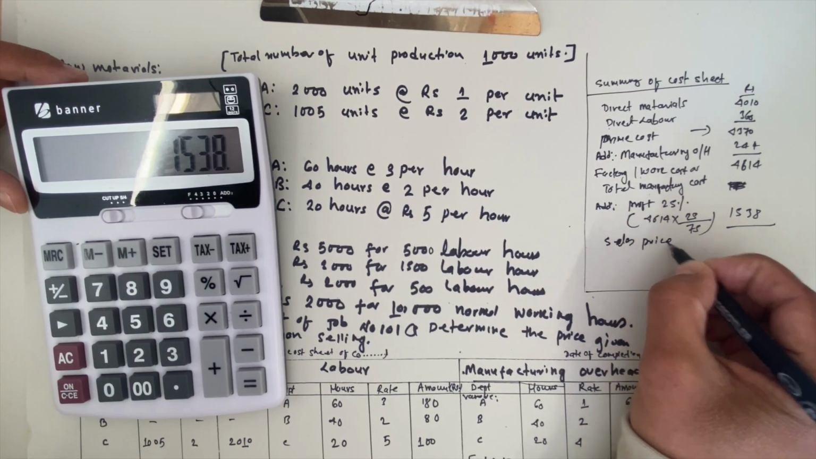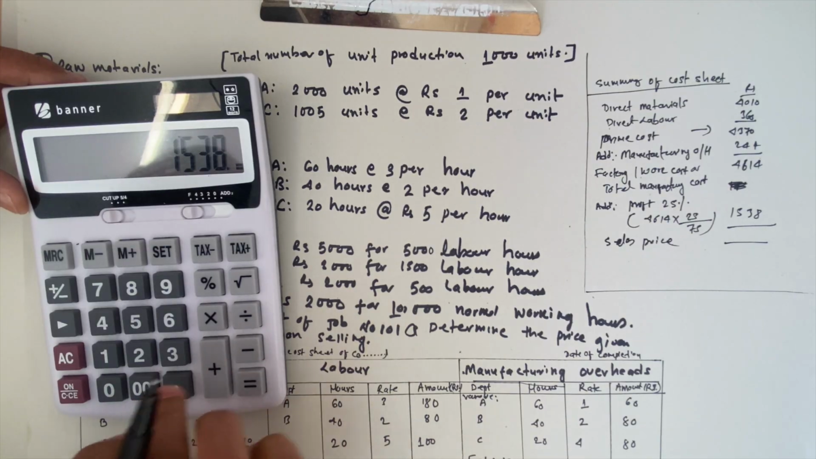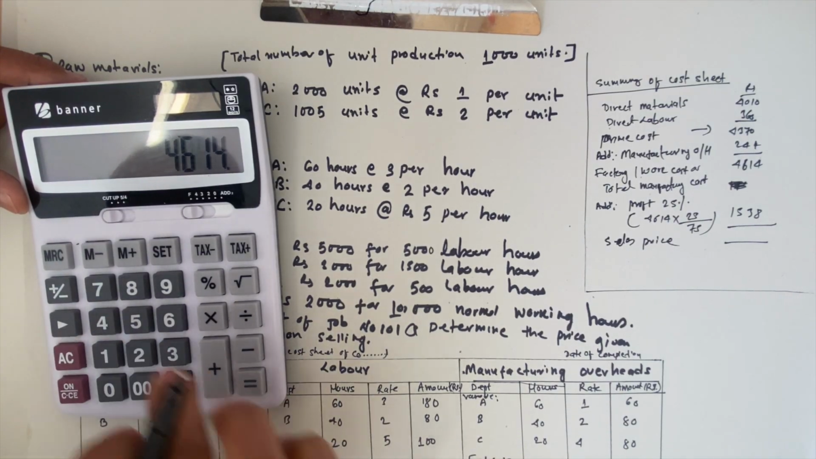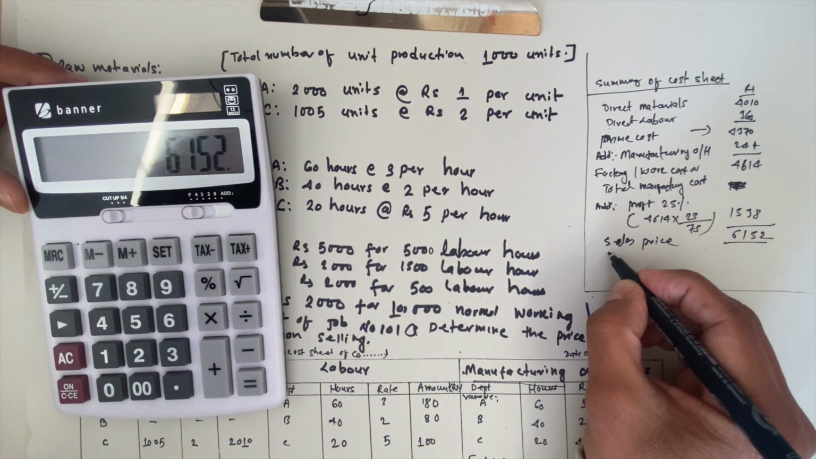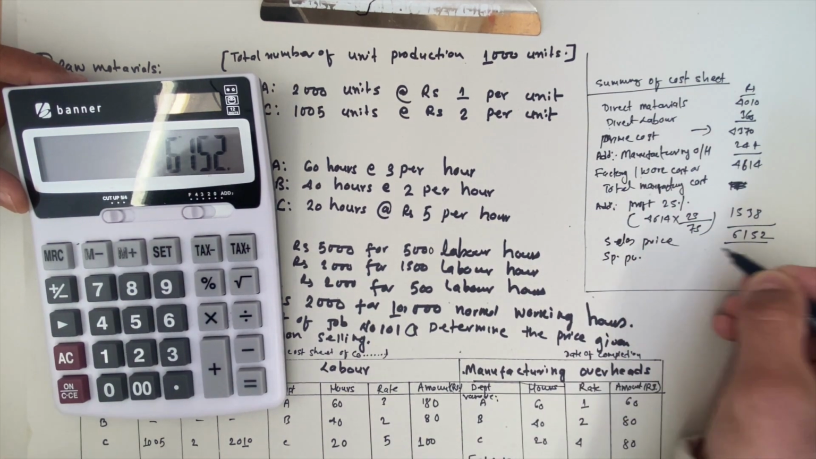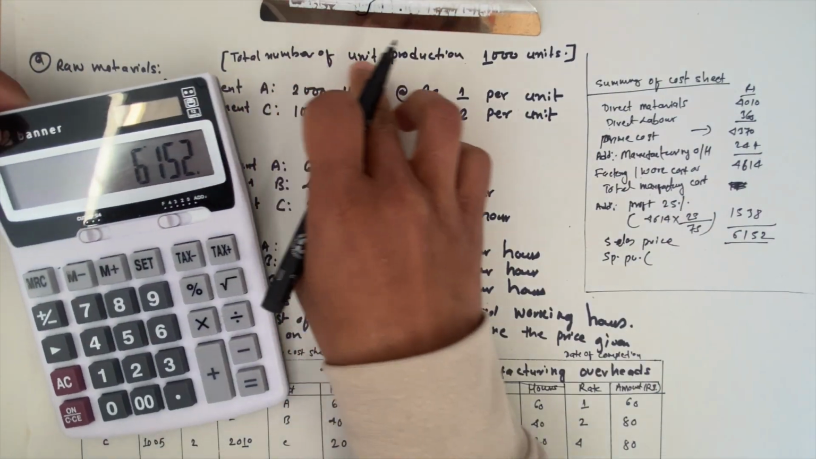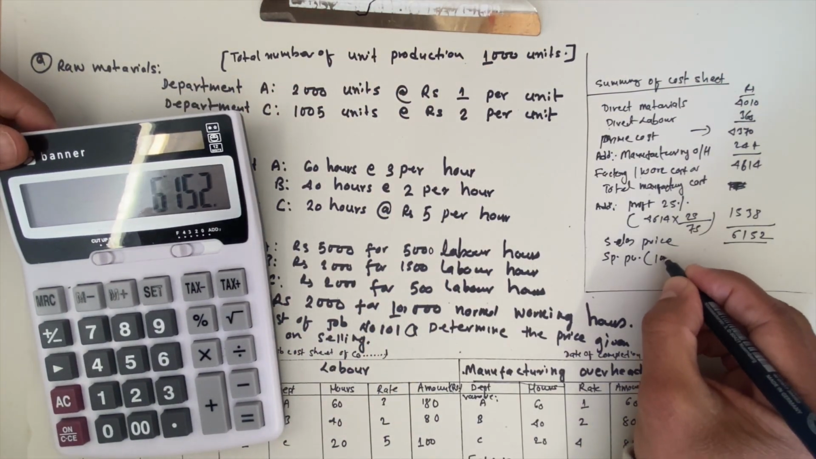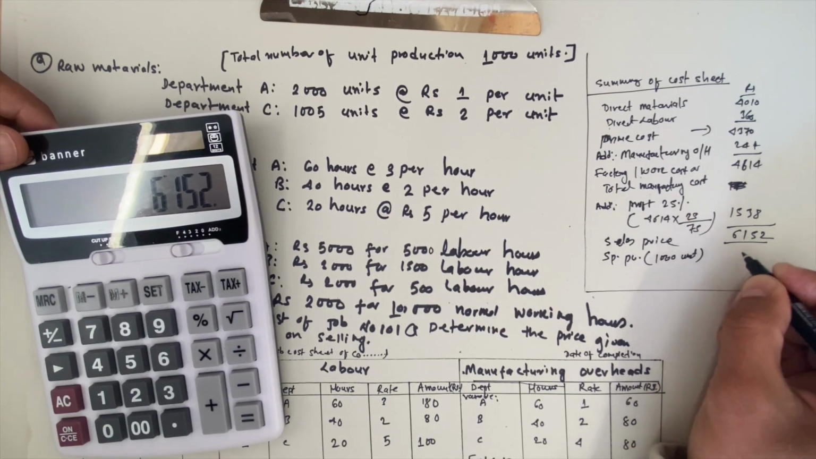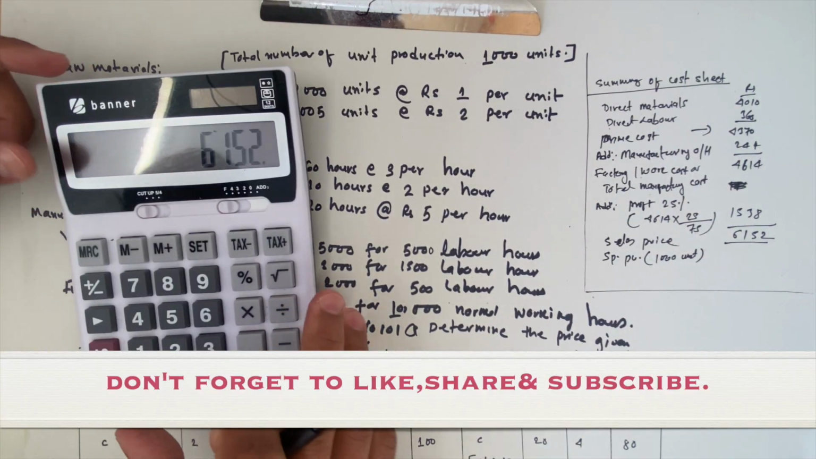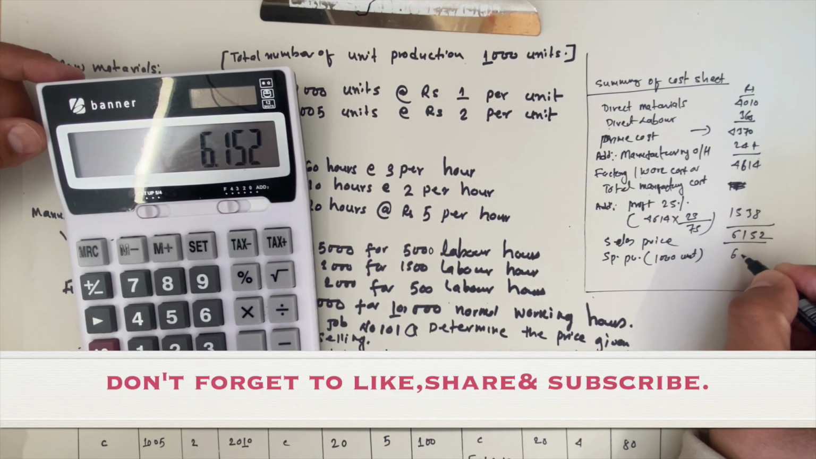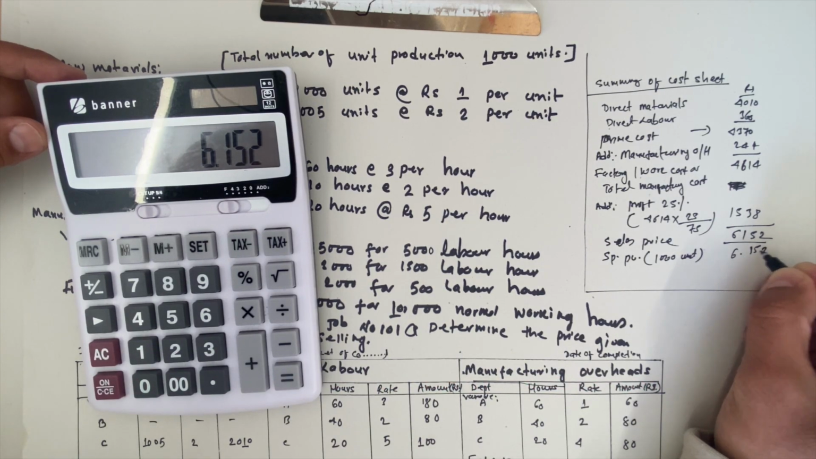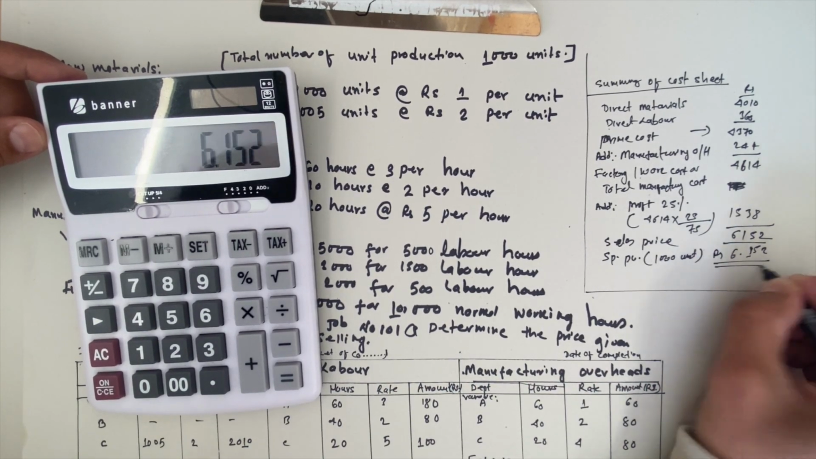So altogether the sales price is 1538 plus 4614, which is 6152. We know that the total number of production is 1000 units. So selling price per unit is 6152 divided by 1000, we get 6.152 rupees as the selling price per unit.